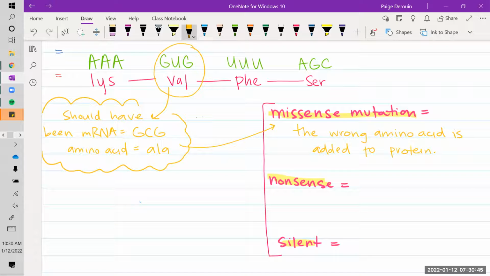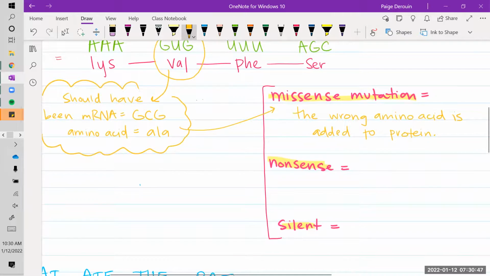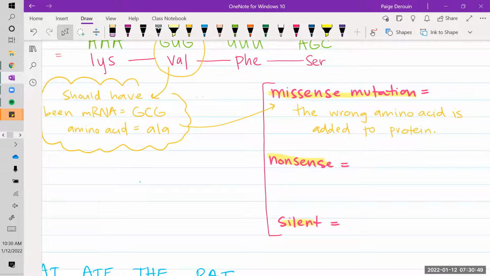There's two other options though. The first one is that instead of the wrong amino acid being added, a stop codon gets coded for. A stop codon tells the protein to cut off and it's finished. That's called a nonsense mutation, because the protein's not going to work because it'll be way too small. So this is a stop codon coded for too early, and this is going to make a non-functional protein.